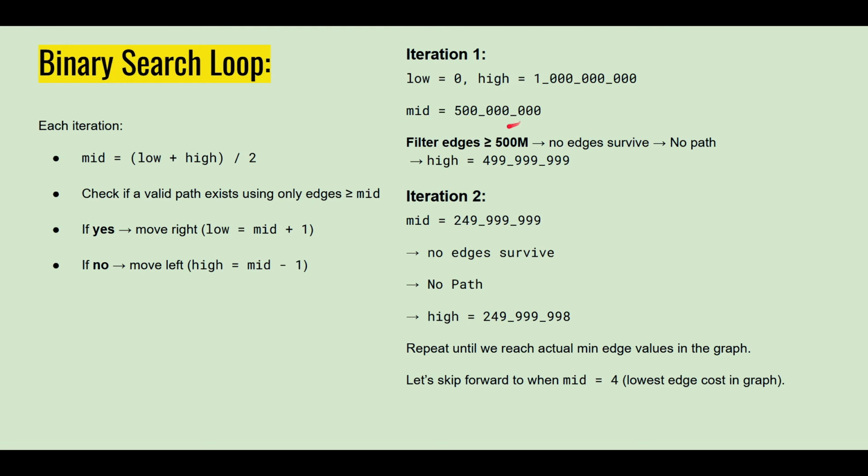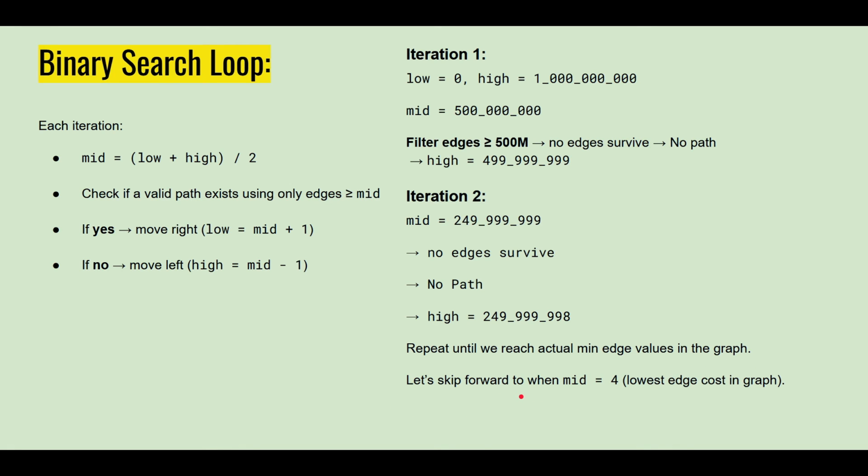Mid will be low plus high divided by 2, which comes to around this value. We filter the edges to those greater than, let's suppose, 500, and no edges survive in this list, so no path exists. We reduce high. Like that we keep iterating. Let's suppose mid comes like this, again there is no path, so high is reduced once more. We repeat this until we reach the actual minimum edge value in the graph.